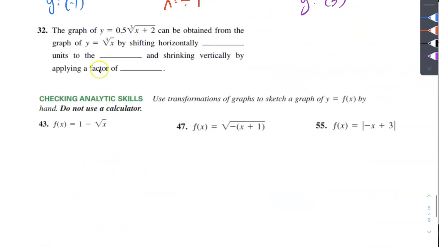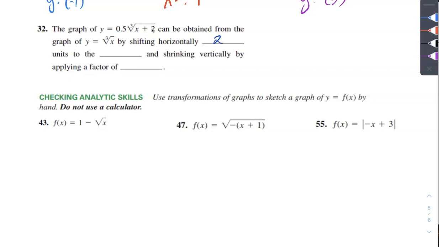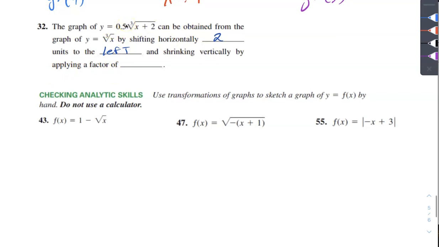Okay, almost done. The graph of y equals 0.5 root 3 of x plus 2 can be attained by the graph of y equals f of cube root of x by shifting horizontally 2 units to the left, right, inside opposite, and shrinking vertically by a factor of 0.5, right? The vertical shrink is again on the outside. So there we go with that one.